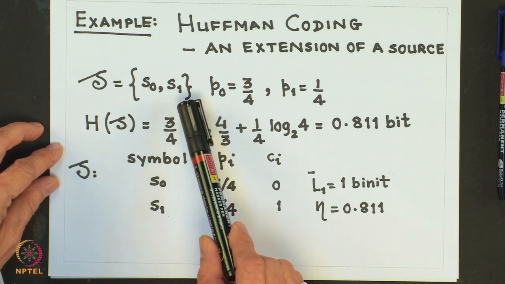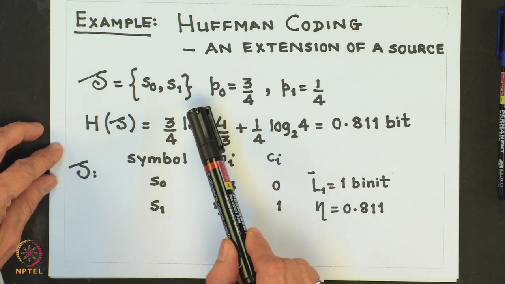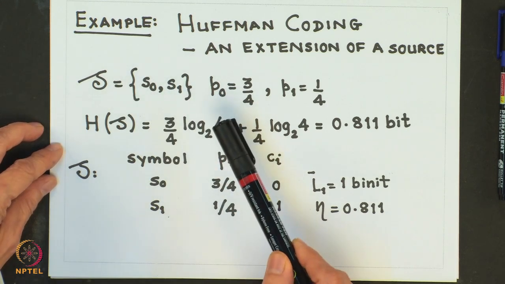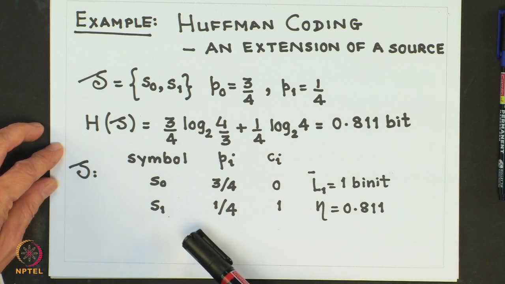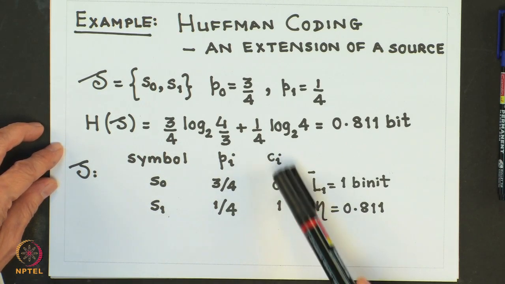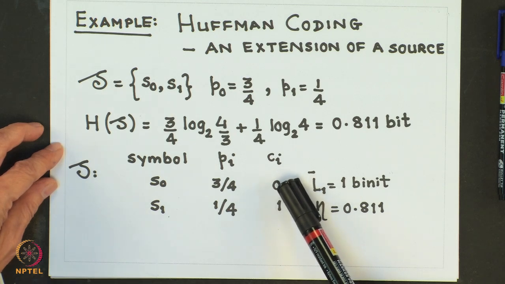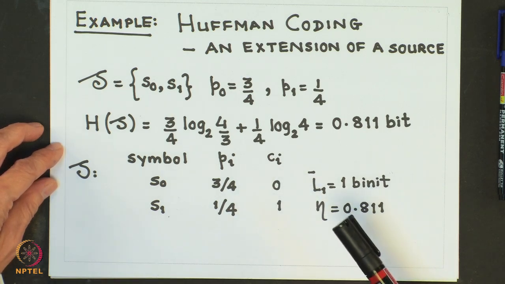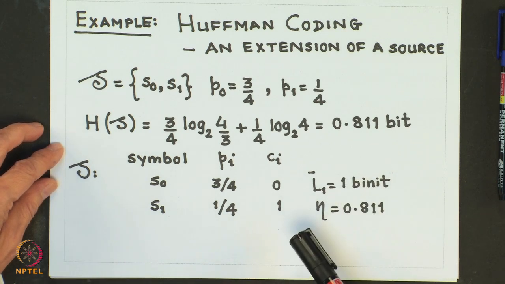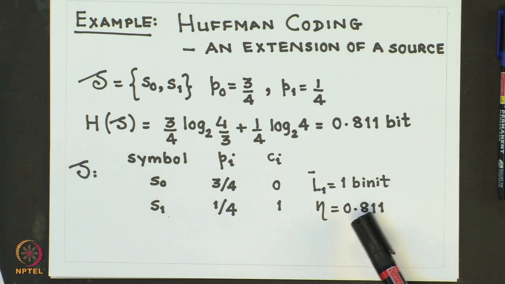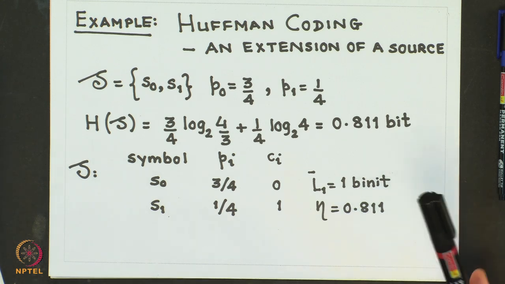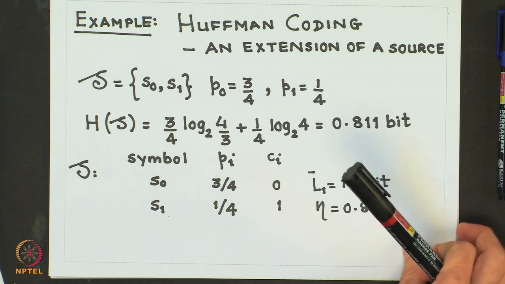Now, if you were to find a compact code for this source, it is very trivial. I have two symbols. Immediately I know that the compact code basically consists of two code words, 0 and 1. So, I require 1 binit, and the efficiency of the source encoder in this case would be 0.811. Let us try to improve the efficiency of this source encoder by deploying the second extension of the source.